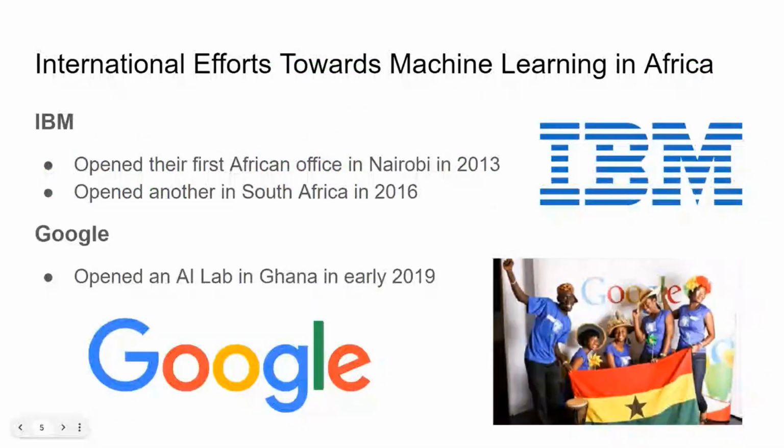Aside from the domestic efforts toward machine learning in Africa, there are many international efforts being taken toward the development of machine learning in Africa as well. For example, both IBM and Google have stepped forward to create offices in Africa, with IBM creating their first office in Nairobi in 2013 and creating another one in South Africa in 2016. Similarly, Google opened their AI lab in Ghana in 2019.